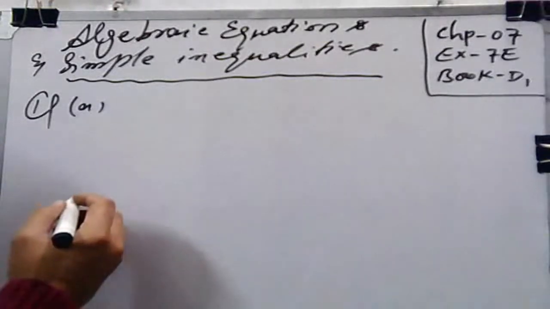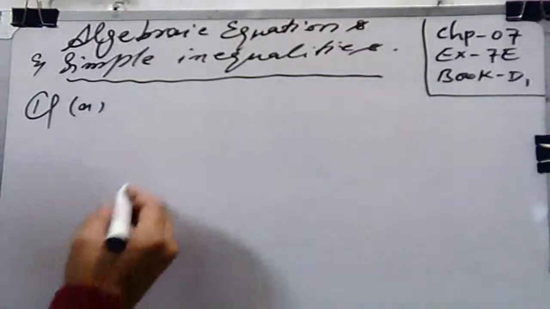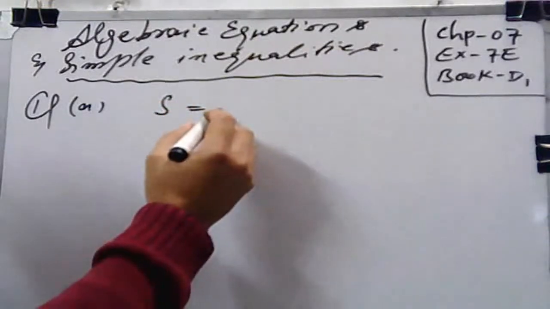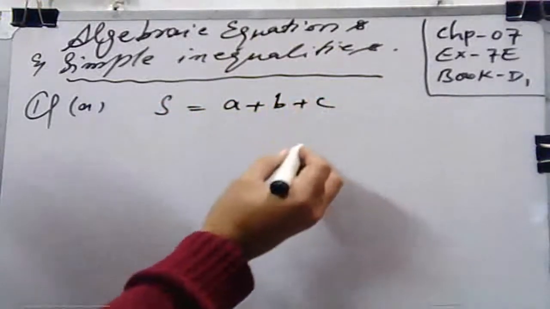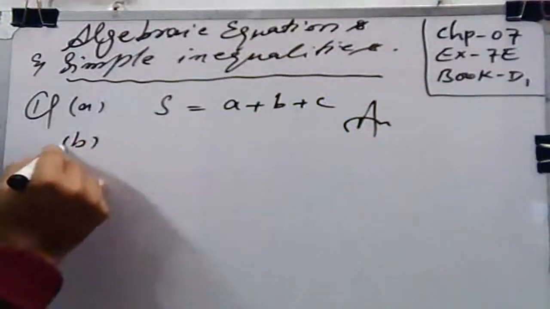Question number 1, A part. The sum of three numbers A, B, C. So how can we make a formula? For example, you can write the sum of three numbers as A plus B plus C. So you have made the formula, so that is your result.